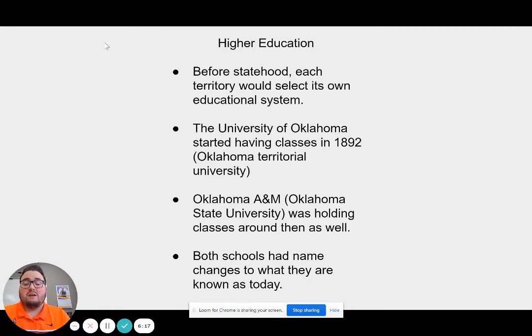Okay, so their nickname was actually not the Cowboys back then. It was the Aggies. Okay, so if you go back into the 40s and even in the 50s, Oklahoma State history, the teams are actually called Aggies instead of Cowboys. Okay, both schools had their name changes and they're known by different things today.